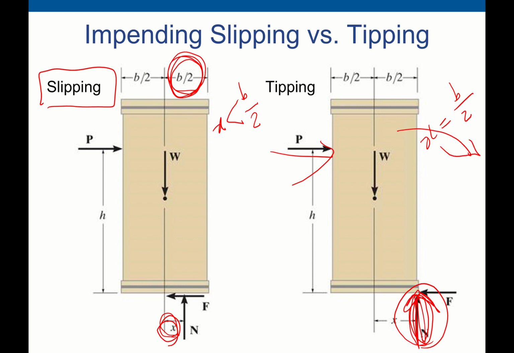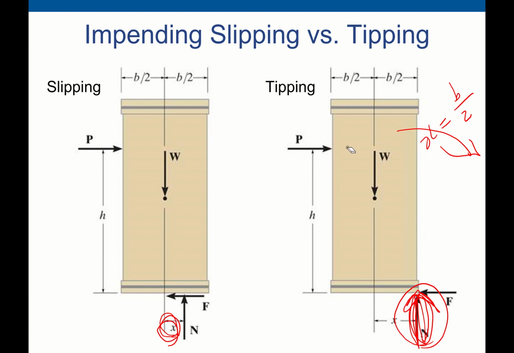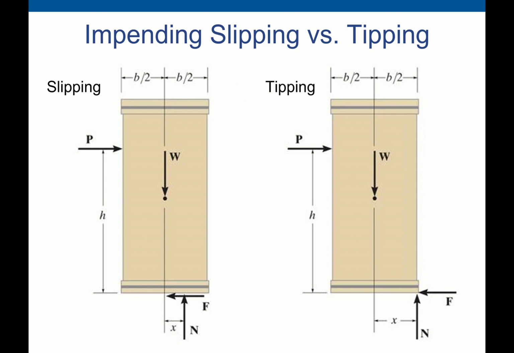Okay, so we have to make an assumption before we solve the problem: this box will slip, or this box will tip. We can then check using the equilibrium equations whether this box will actually slip or actually tip. We have to verify our assumptions based on the calculation.